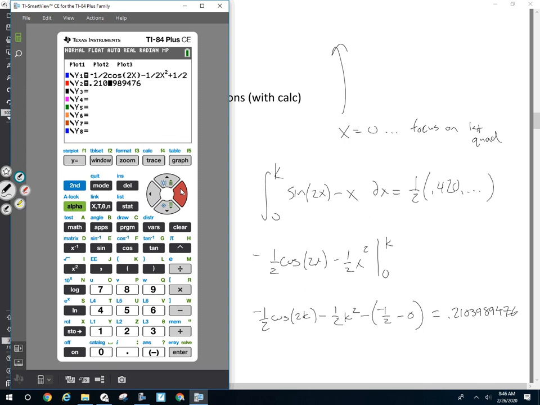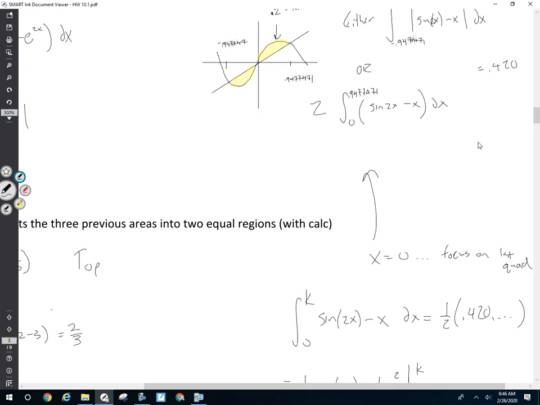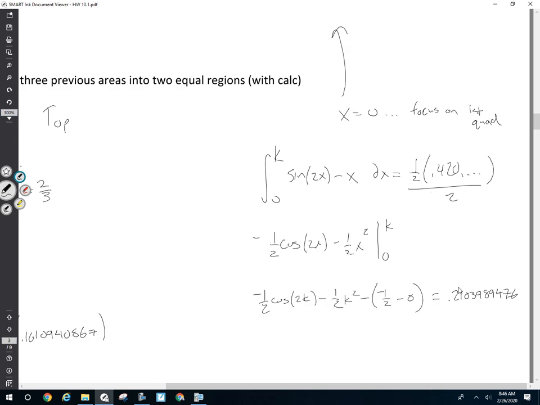I have to take this number. This number is actually this area. It's half of the overall area. So I need to actually find a quarter of things. That was my mistake. So this is like that. I hope you understand why.